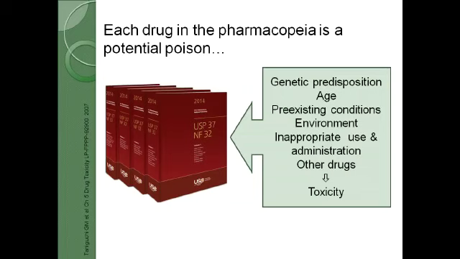So, as you learn the drugs in the following years, you learn many names, many prototypes at phase 3. You will see that each drug is a potential poison, and many factors contribute to this toxicity: genetic predisposition, age, pre-existing conditions, environment, inappropriate use and inappropriate administration, and drug-drug interactions.